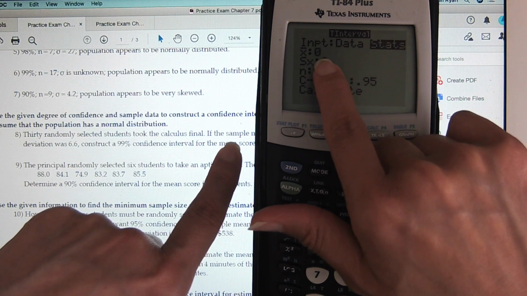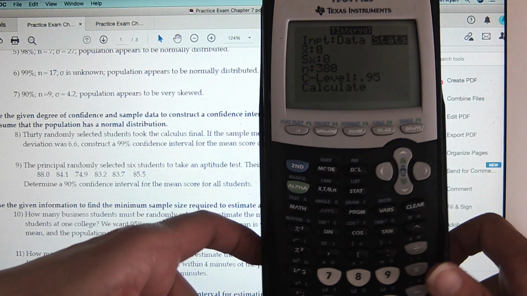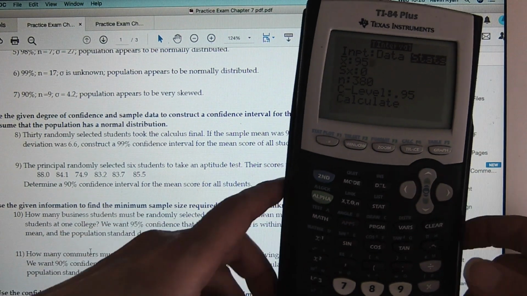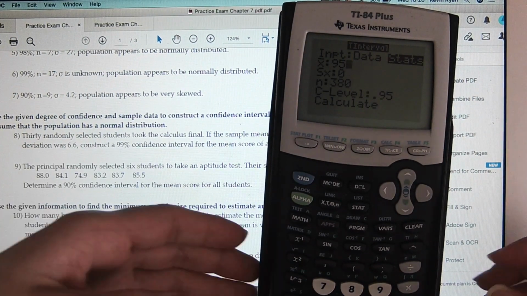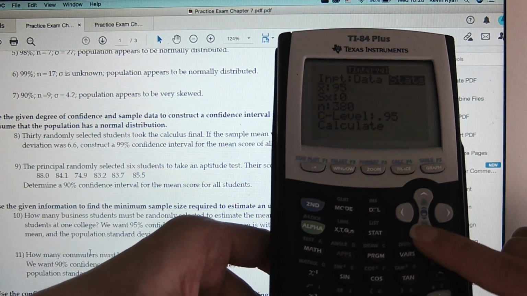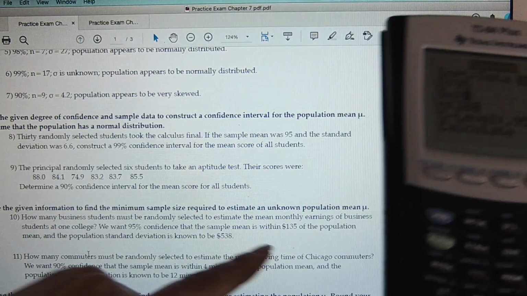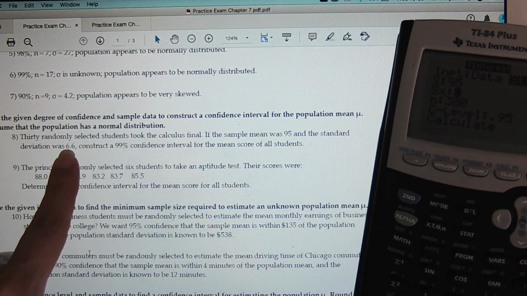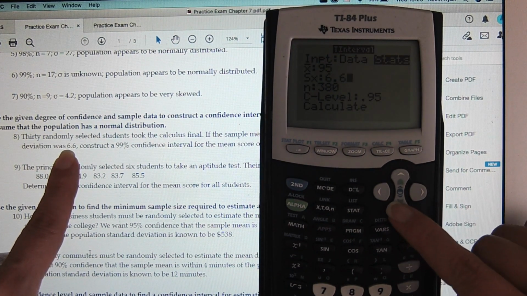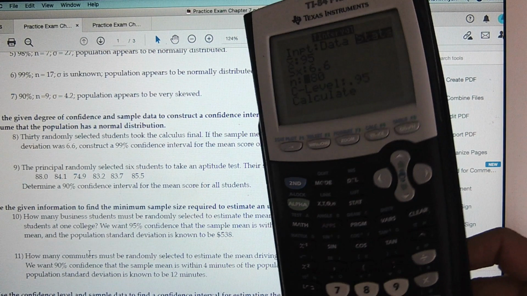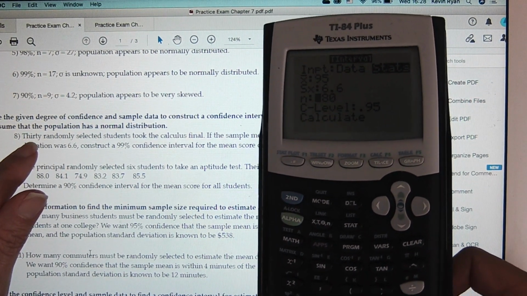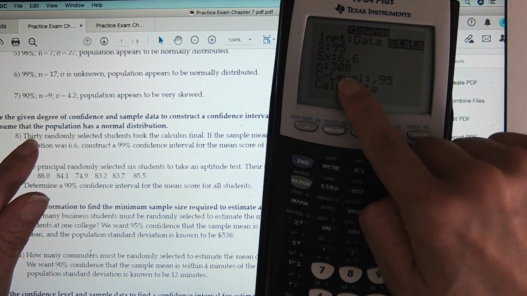Then what am I putting? Oh, it's a sample mean. So I have a sample mean of 95, so you gotta put the 95. Then, sample standard deviation. What's my sample standard deviation? Oh, it's 6.6. I should put the 6.6. Then what's my sample size? Did you see? Oh, I have 30. 30 is my sample size. You put the 30 right here.